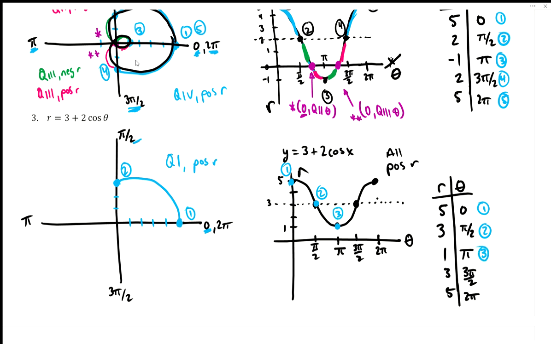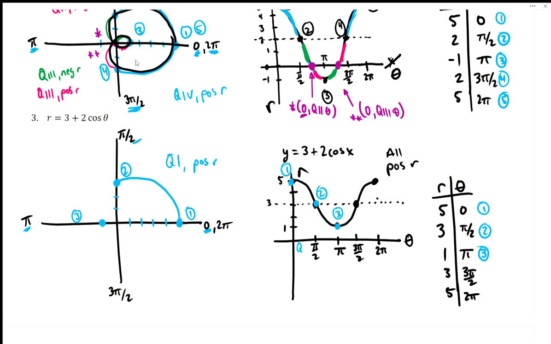Point number 3 has a radius of 1 and an angle of pi. So it's saying go to your angle pi, go toward it a length of 1. So that is right there. So that's our third point. And still, from 2 to 3, I'm in quadrant 2.